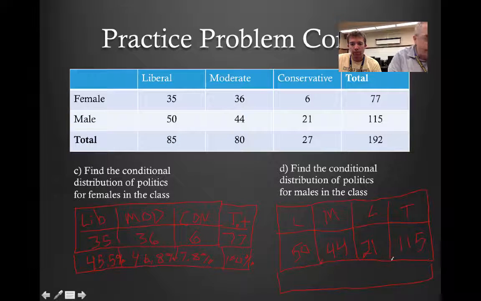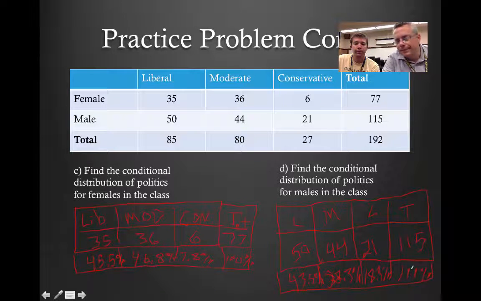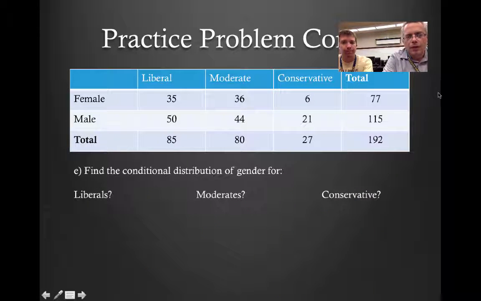Just to show off our percent skills, we'll convert these. So 50 divided by 115 is 43.5%. 44 divided by 115 is 38.3%. 21 divided by 115 is 18.3%. Again, so marginal distribution in the margins. And if they're not there, we have to add them. Conditional distributions, rows or columns. All right, we're almost done.